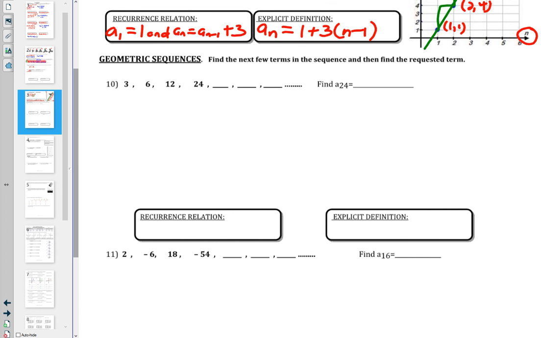It is times 2. So 48, 96, 192, and so on. But do you want to keep on multiplying 17 more times or not? Well, let's see. Recursively, a sub 1 here is 3, and a sub n is the number that came before it, but now it's going to be times.